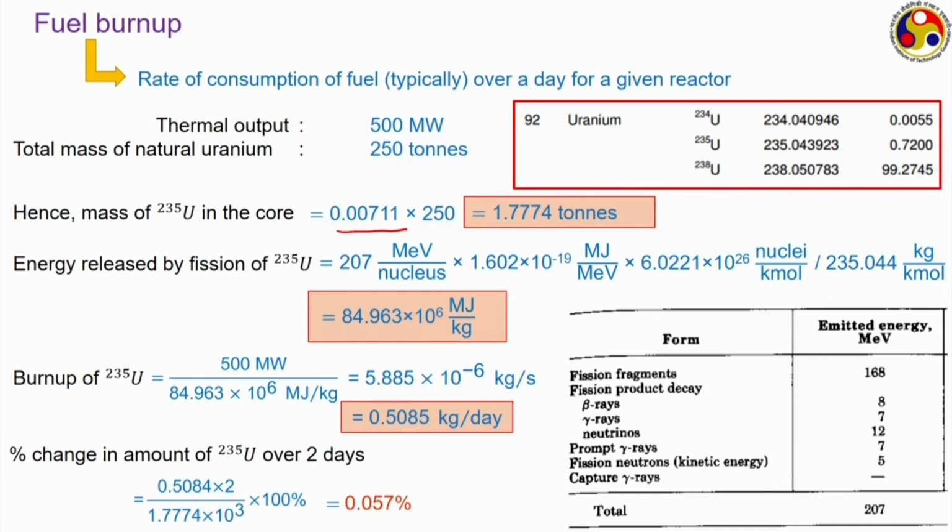Just to consume 1% of this total mass of fuel, we need something like 34 to 35 days. That is why once we have loaded our reactor with this 250 tons of natural uranium or 1.7774 tons of uranium 235, we can keep on running it for a long period of time. Theoretically, as 1% is consumed in about 35 days, it can go up to 3500 days, that is more than 9 years without any further fuel loading.